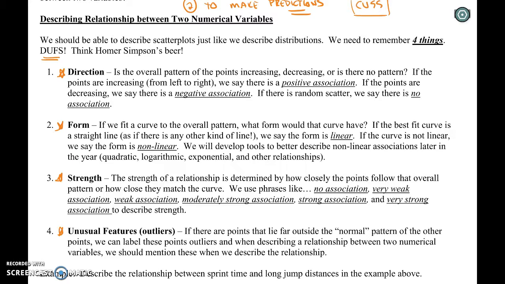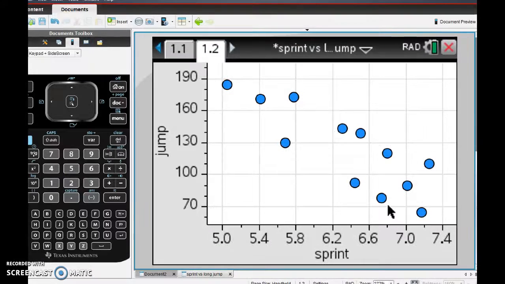Are the points increasing or decreasing, or is there no pattern? If the points are increasing from left to right, we say there's a positive association. And if they're decreasing left to right, we say there's a negative association. If there's random scatter, we would say there's no association. So looking at this data set here, you can see that there's a negative slope, a negative relationship. Basically, as your sprint times increase, your jump distances decrease. That would be a negative relationship.